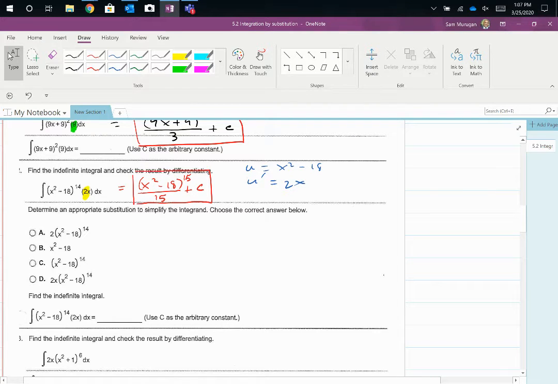So here, determine an appropriate substitution to simplify the integral. What they're asking us here is that the substitution will be u equal to x squared minus 18, which is this choice right here, x squared minus 18. They're just asking you what would be necessary for the substitution.